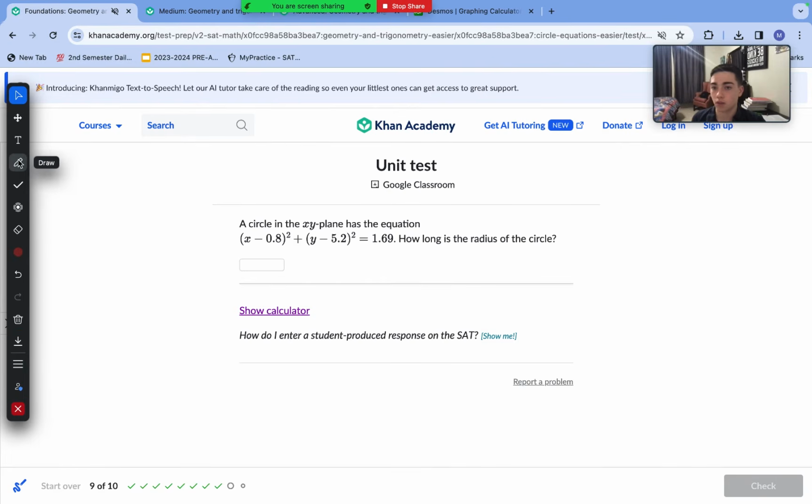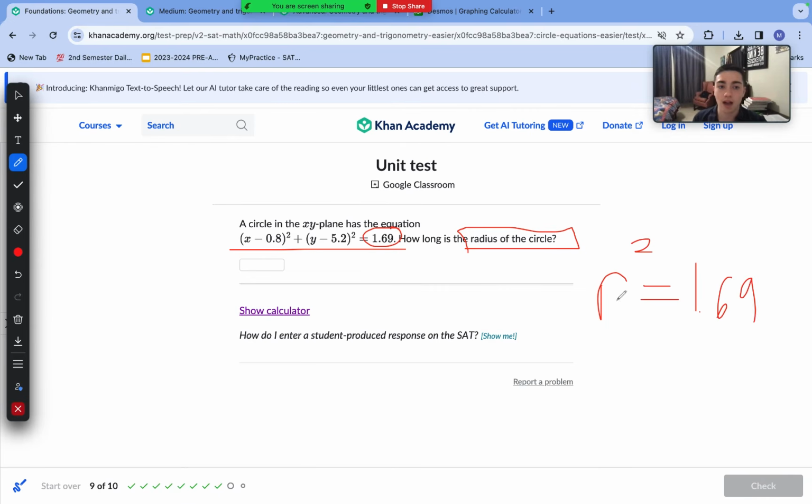Okay, we have a circle formula in standard form. How long is the radius of the circle? If we remember that in this standard form, this term is equal to r squared. If r squared equals 1.69, then we can find the value of r by taking the square root of each side. The square root of 1.69 is 1.3. So that means that the length of the radius of the circle is 1.3.